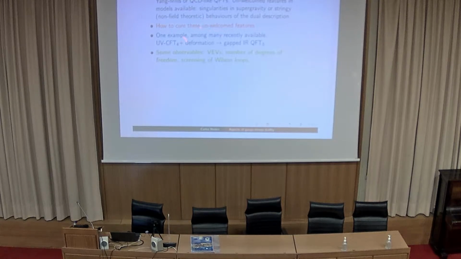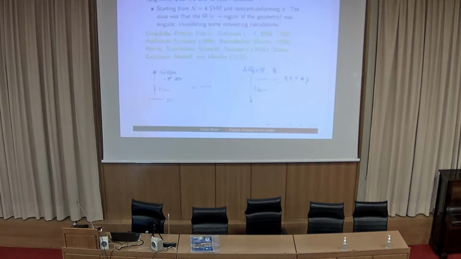I'll focus on one example that will be a family of 4D CFTs in the UV. After a deformation, they flow into a gapped IR quantum field theory. I'll calculate some observables, and then we'll close. I'll have time to stop for questions, so if you want to ask me, I'll try to answer to the best of my knowledge.